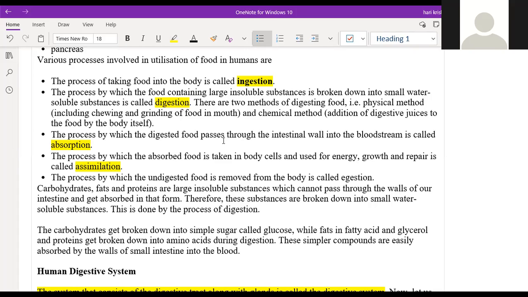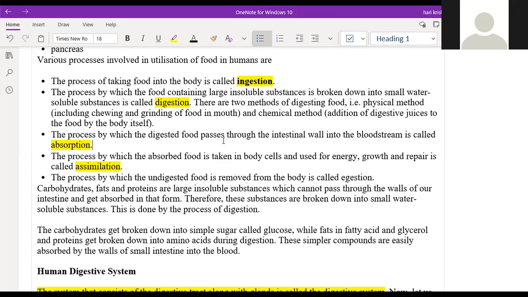Ingestion, digestion, and absorption. Ingestion happens with the help of the buccal cavity. Digestion starts from the buccal cavity till the small intestine, and absorption happens only in the small intestine.